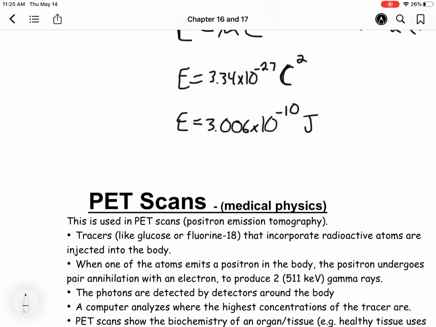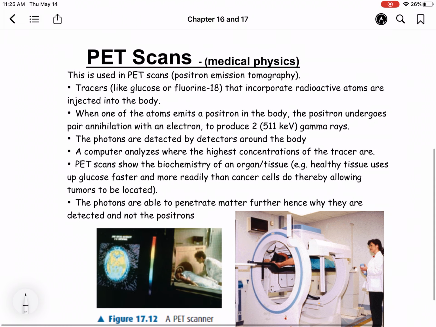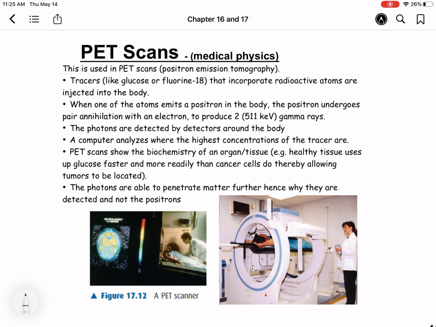So, okay. This is used in PET scans. I'm sure you guys have heard of CAT scans. PET scans are a very similar idea. We put radioactive tracers into the body, and they emit positrons in the body, and the positron then annihilates with an electron. That produces gamma rays, and then the photons are detected by a detector. So you basically put in something that's going to create positrons, find some electrons, destroy them, and then you have a detector that's going to detect them, and then you can actually see the makeup of whatever's going on. Computers then analyze all this and create an image.